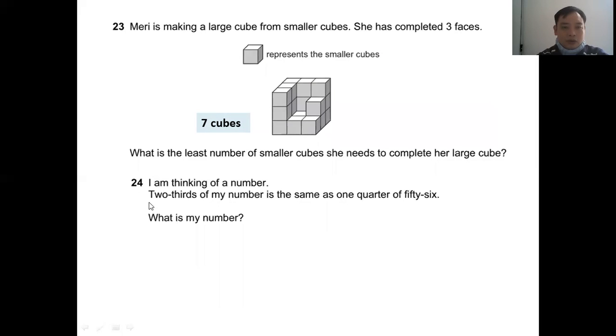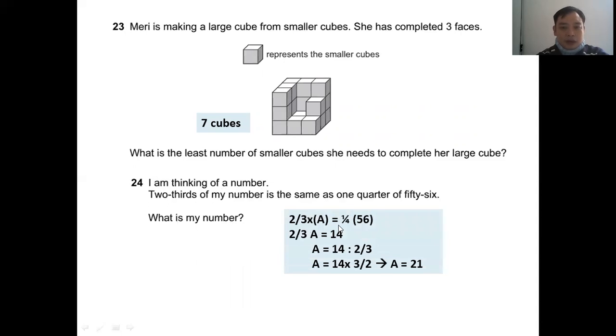Question 24. I'm thinking of a number. 2/3 of my number is the same as 1/4 of 56. What is my number? Now we can call the number that we are thinking of A. So 2/3 multiplied by A equals 1/4 of 56. So 2/3 of A equals 14.